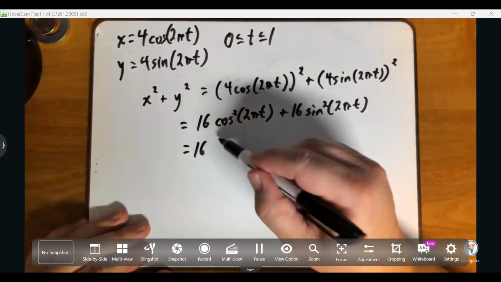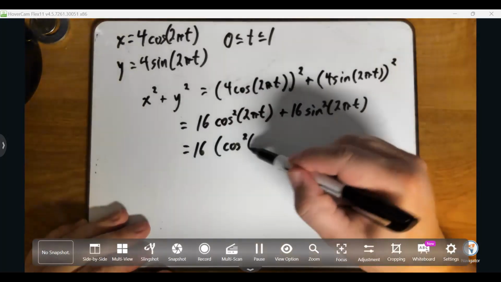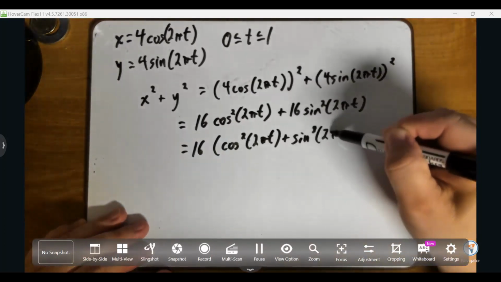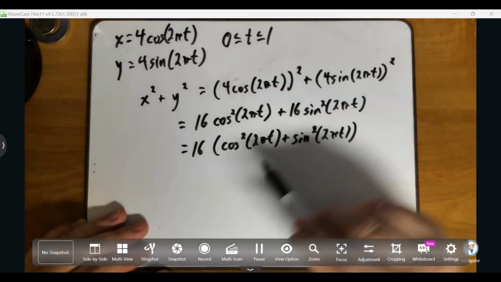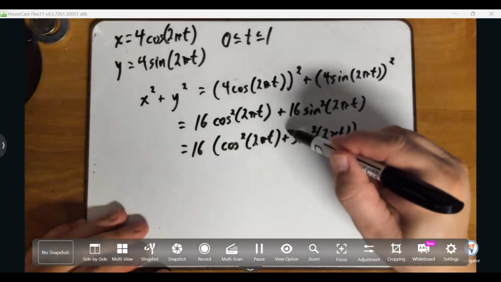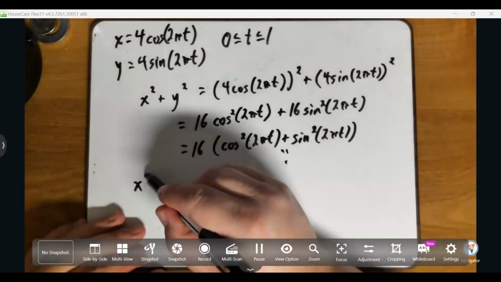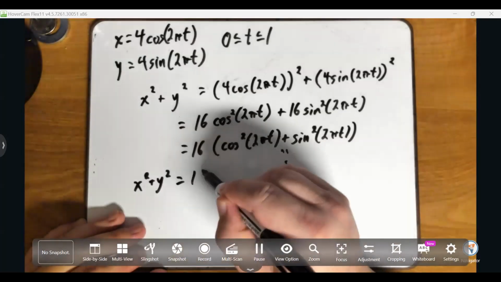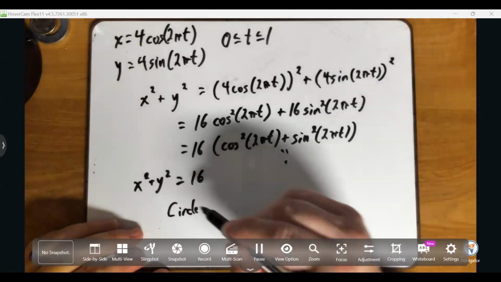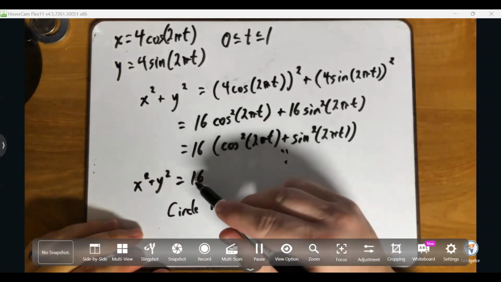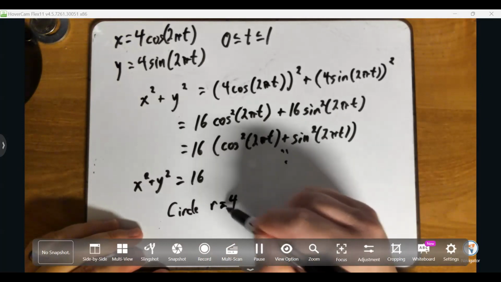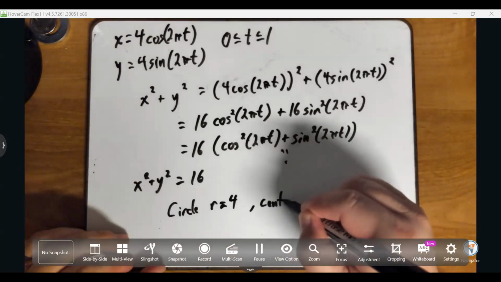Now I can factor out a 16 here, and I have a cosine squared 2 pi t plus a sine squared 2 pi t. So sine squared of something plus cosine squared of the same thing, this whole thing equals 1. And so I have x squared plus y squared equals 16. Okay, well, I can recognize that as a circle with radius, right? x squared plus y squared equals r squared. So r is going to be 4, with the center at the origin.